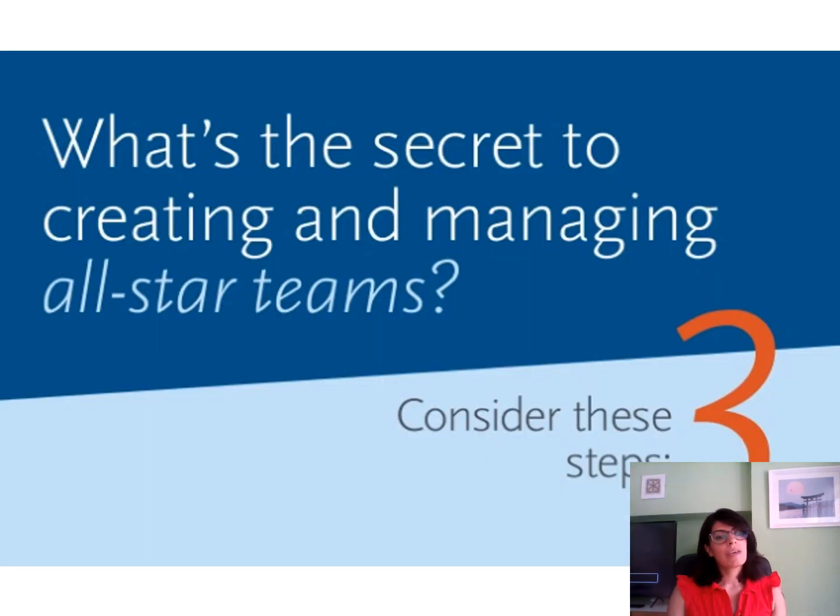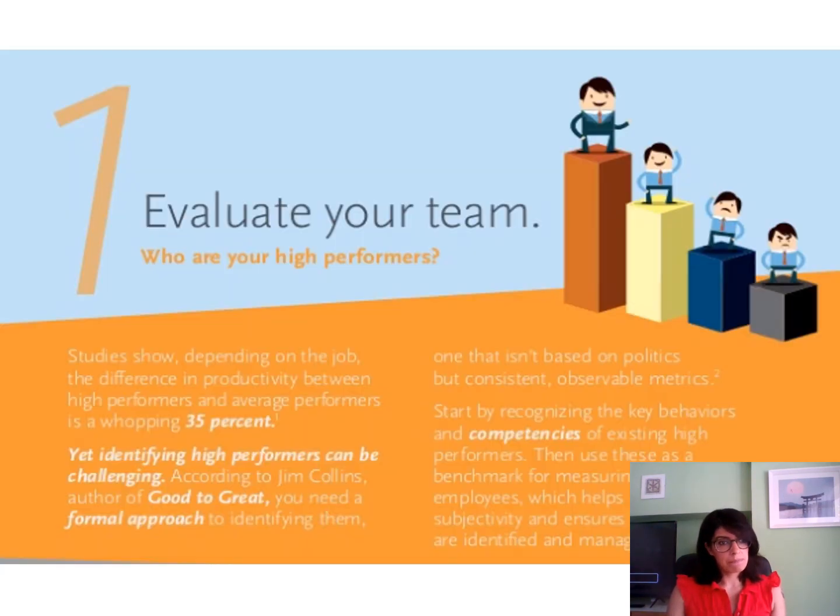So can you tell me the secret to creating and managing all-star teams or high-performing teams? The secret actually is held in three important steps. The first is to evaluate your team and have a look at who are your high performers. Some studies show that when you look at the difference in productivity in the teams, high performers will outperform 35% of the average performers. That's quite high. So they work a third of the time way better and more productive. But actually, identifying high performers in your team can be quite a challenge.